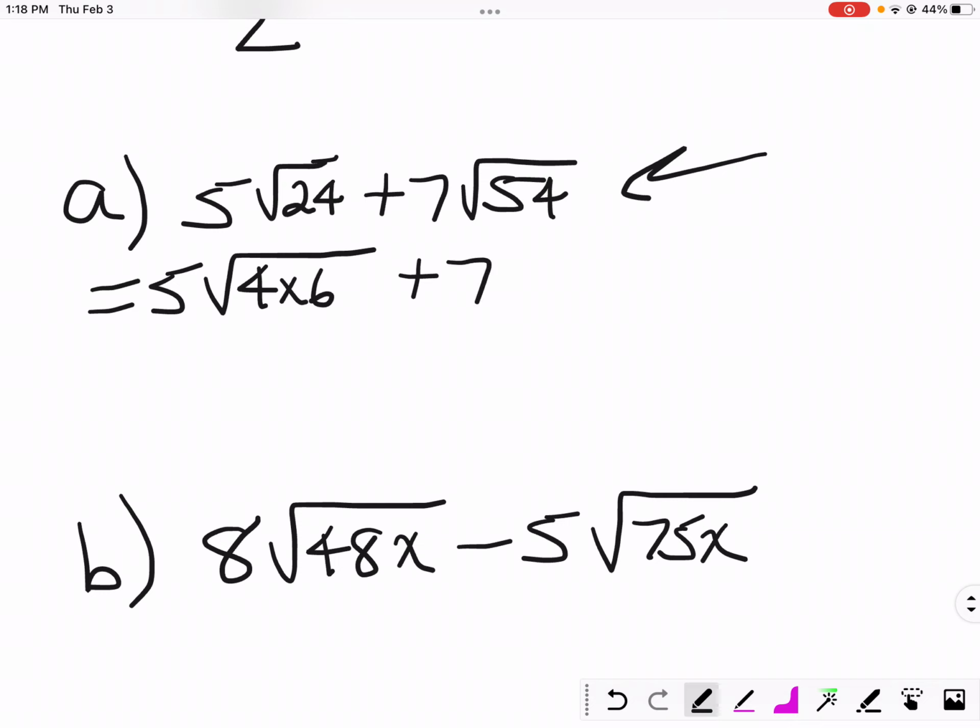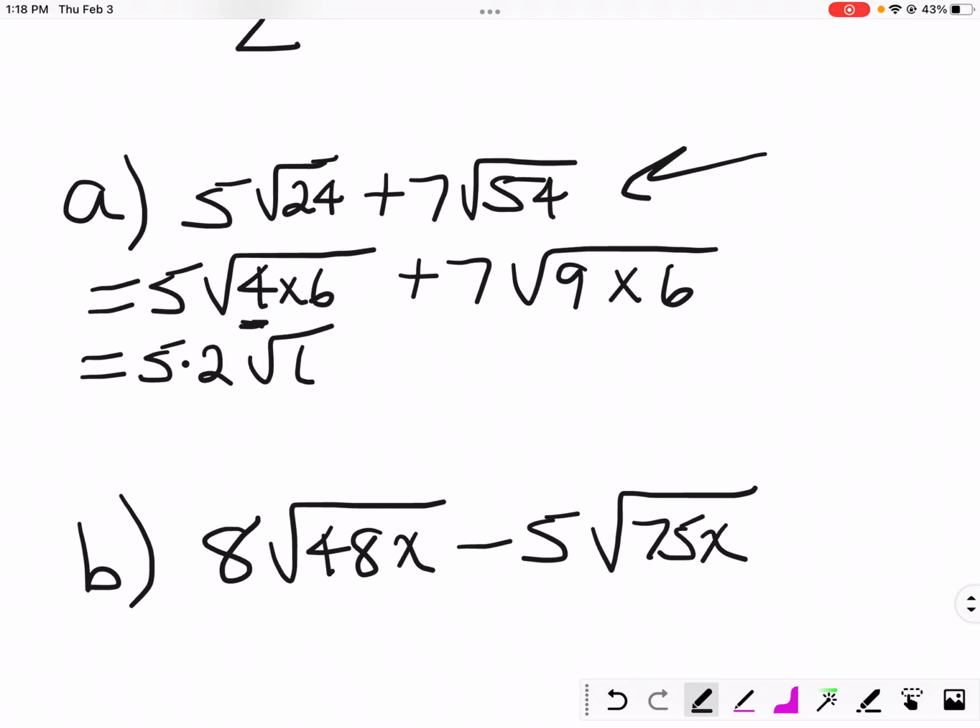Plus, looking for a factor of 54 that's a perfect square. And we have 9 times 6. Now there are other factors of both 24 and 54 and some that are perfect squares. However, we need the biggest perfect square. This 4 that's inside becomes a 2 outside. This 9 that's inside becomes a 3 outside.